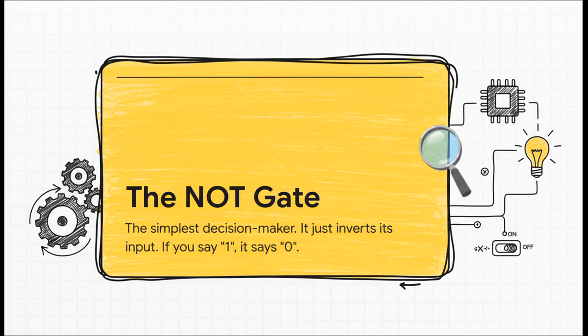You can think of it as the rebel of the group. The contrarian. It does just one thing. It flips whatever you give it. You hand it a 1, it spits back a 0. You give it a 0, it gives you a 1. That's it. Simple as that.